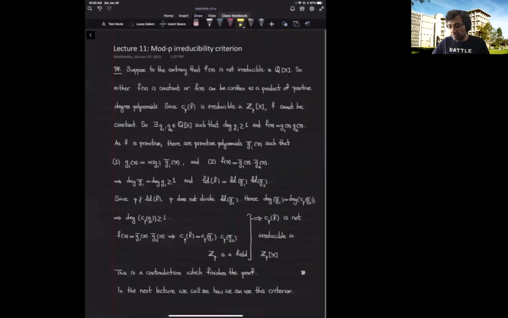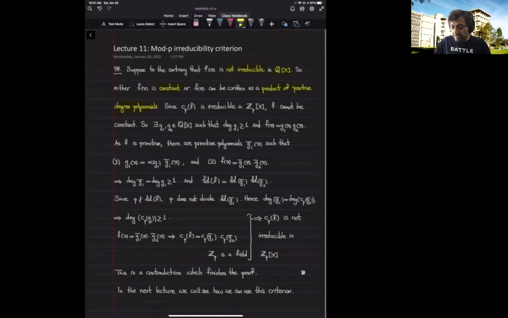So let's go through the proof. Suppose to the contrary, with the steps we have mentioned already. So let's go through the argument. We are going to show the contrapositive statement. And that means I'm going to assume that F is not irreducible in Q bracket X. So either F is constant, or it can be written as a product of non-constant polynomials, that is, a product of positive degree polynomials.